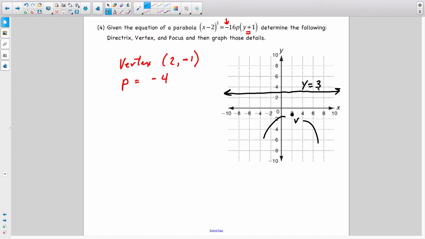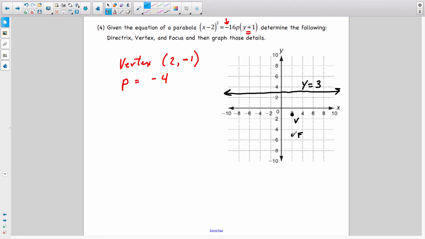Let me get rid of these lines that I made. Let's find the focus. The focus will also be 4 away from the vertex, except in the opposite direction. And we'll do black, okay. 1, 2, 3, 4 right here. That's my focus.